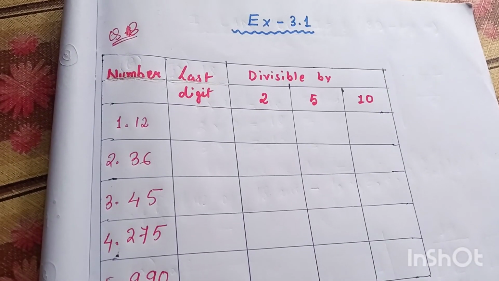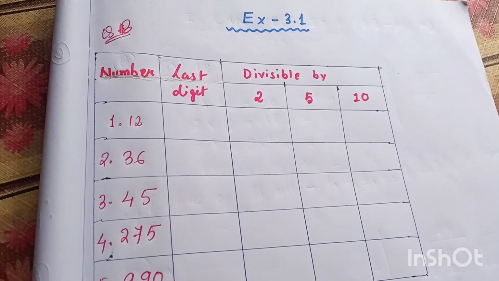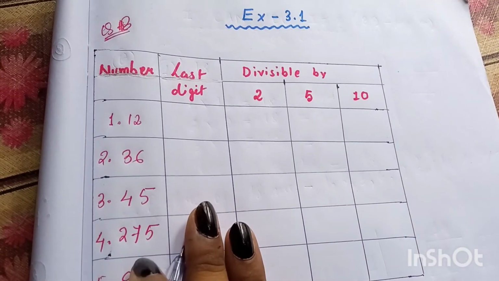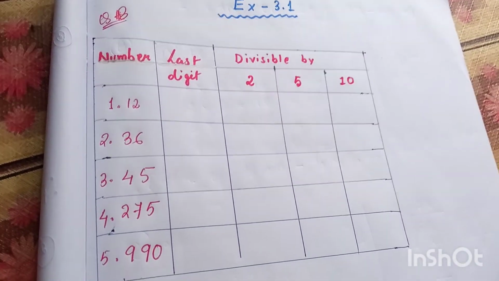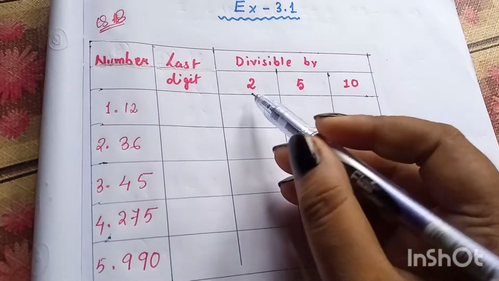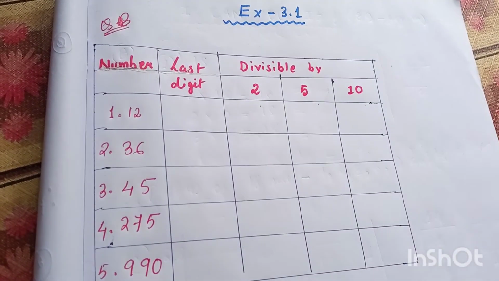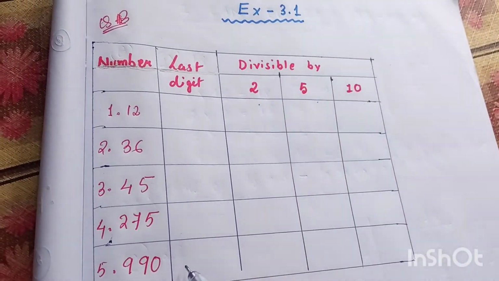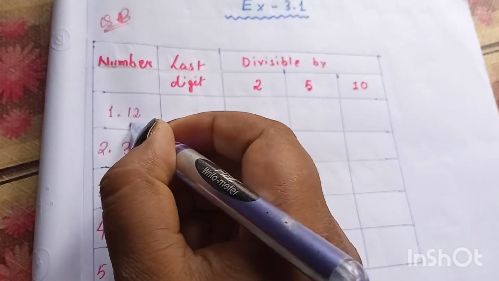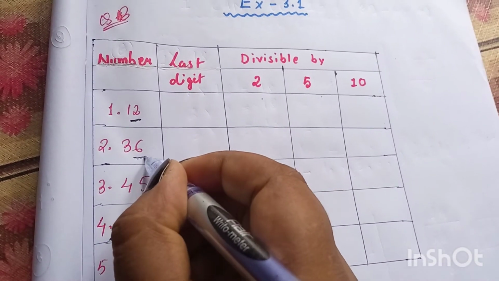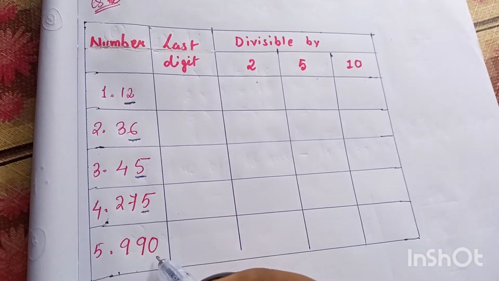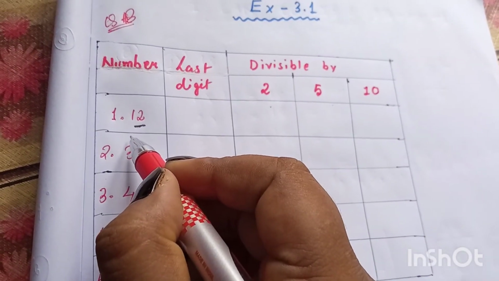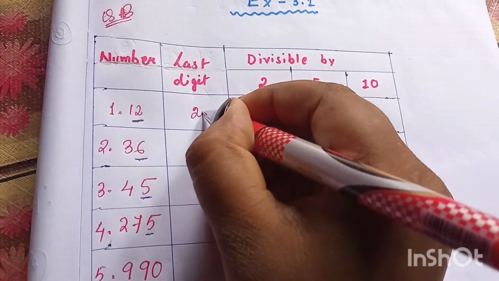Now, let us solve exercise 3.1, question number B. In the first question, we have to find out whether the numbers are divisible by 2, 5 or 10. First of all, we have to write the last digit of the number. So, let us underline the last digit in every number. In question number 1, the last digit is 2.